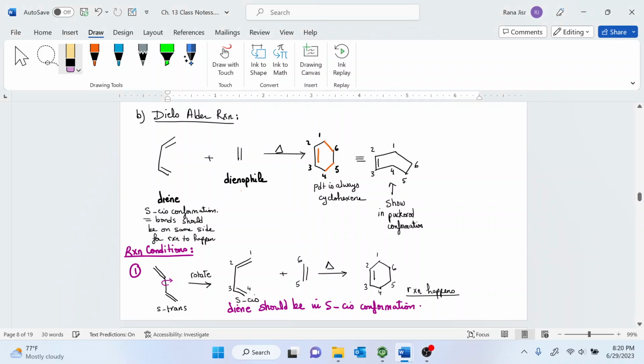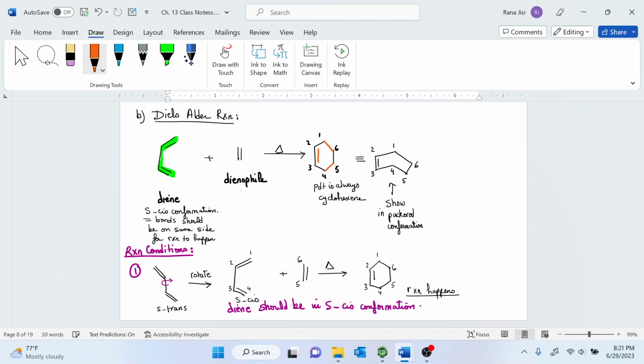A Diels-Alder reaction is a reaction between a conjugated diene and a dienophile. So you start with the conjugated diene, and the conjugated diene needs to have the double bonds on the same side. So it needs to be in an S-cis conformation. And you're reacting this with a dienophile.